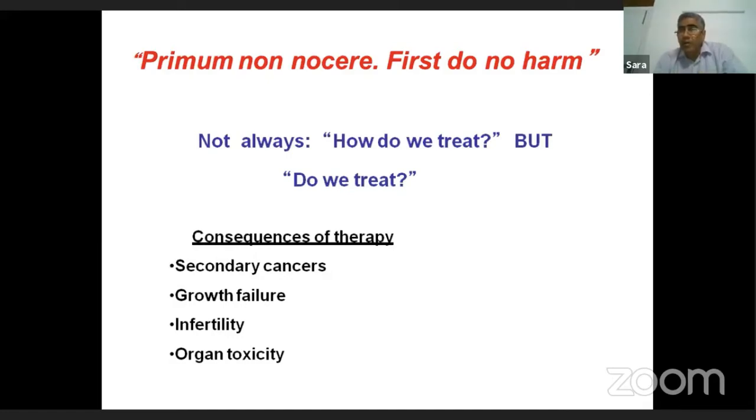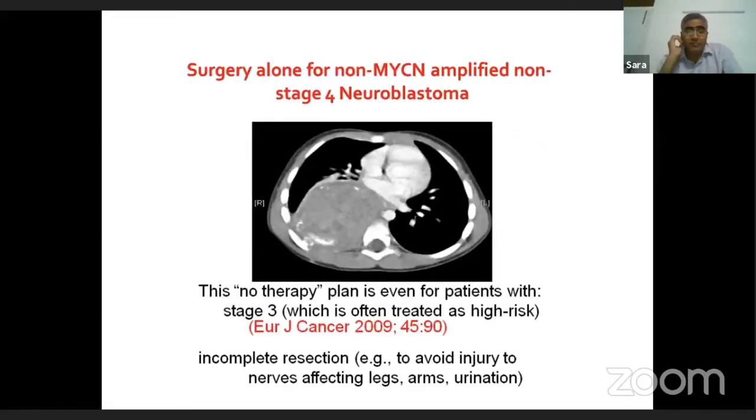And when we know a low-risk child can be cured without these toxic treatments. So like this case, which was published in European Journal of Cancer, here, if you see, this is a non-stage 4, so like stage 3 patient with a big tumor, paravertebral mass. But this was cured with surgery alone because it was MYCN non-amplified and the histology was favorable, ganglioneuroma, and the child did very well. Just incomplete resection was good enough to treat this child.